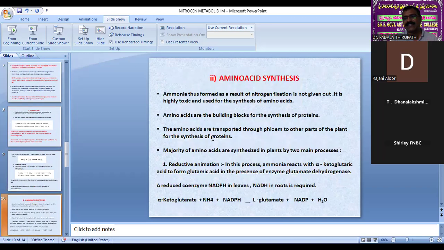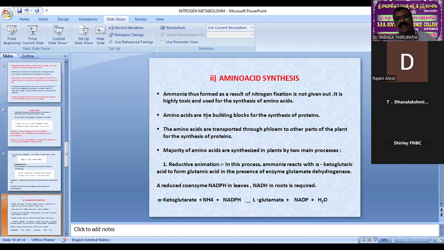Then amino acid synthesis. Amino acid synthesis is also the second anabolic process in nitrogen metabolism. One anabolic process is nitrogen fixation, which is involved in the entire nitrogen cycle. The second anabolic process is amino acid synthesis, which is one of the most important. Why? Because it is useful for the synthesis of the different amino acids needed for the development of the plants and all types of metabolic activities, even the osmoregulatory processes. The ammonia formed as a result of nitrogen fixation is not given out. It is highly toxic and is used for the synthesis of amino acids.